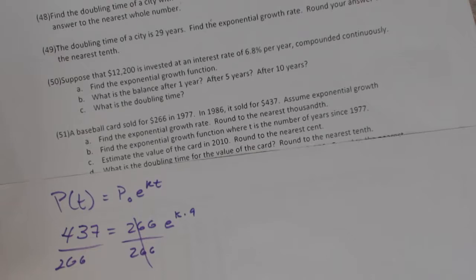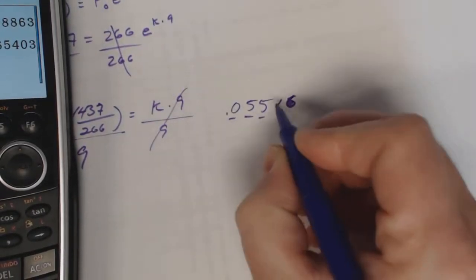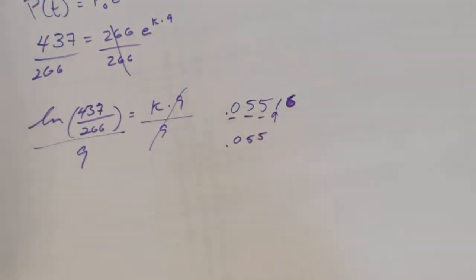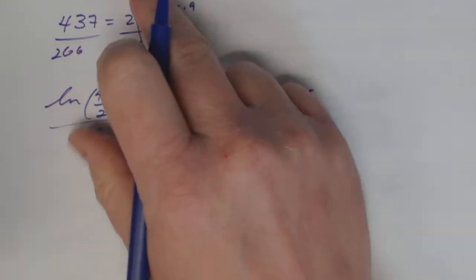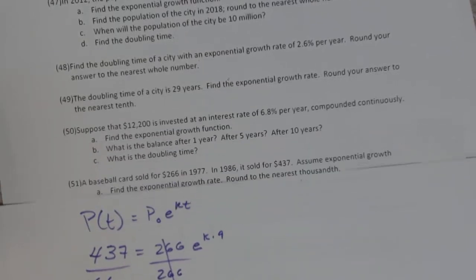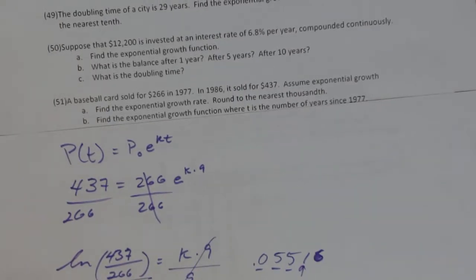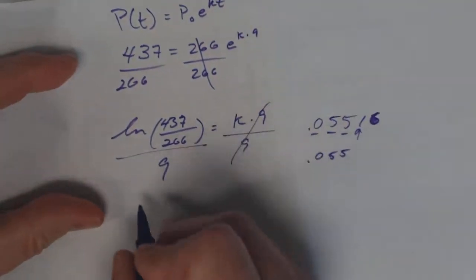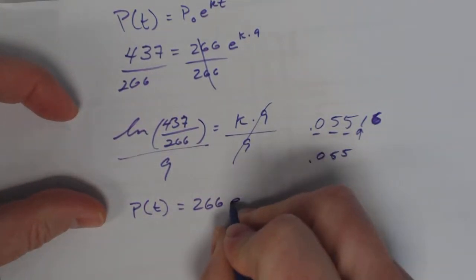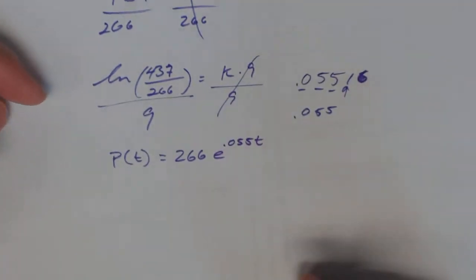Now it says to round that rate to the nearest thousandth. So here's tens, hundreds, thousands, and this guy tells me to leave that number the same. So 0.055 is my k value for this function. So now it asked me for the actual function, right? Yes, where t is the number of years since 1977. So the actual function would be P of t equals 266 is your start, e to the 0.055 times t, and the time is from 1977.